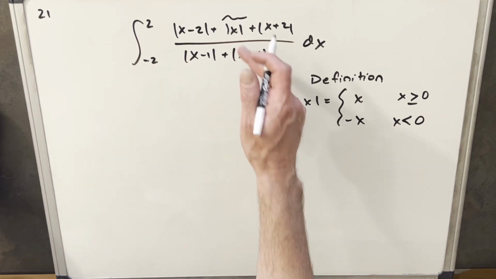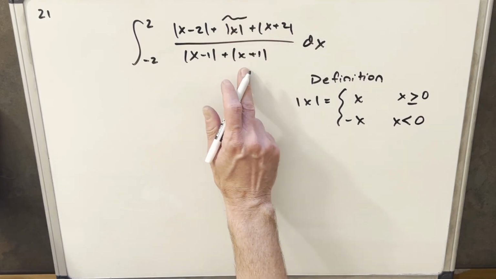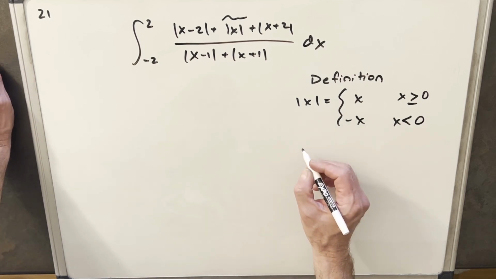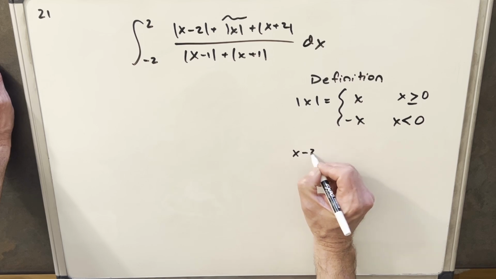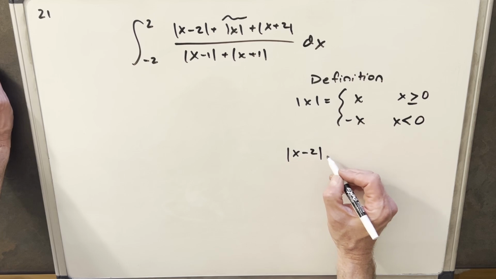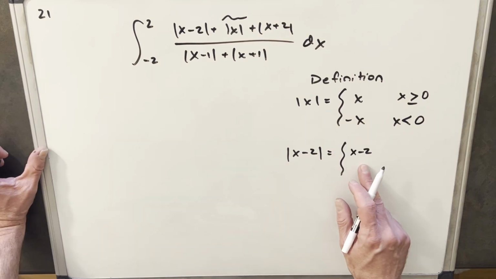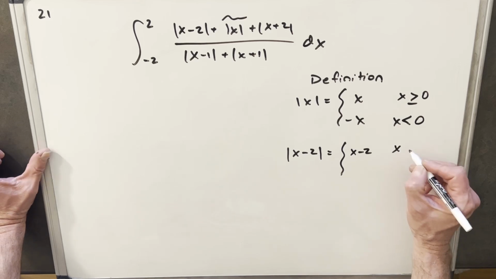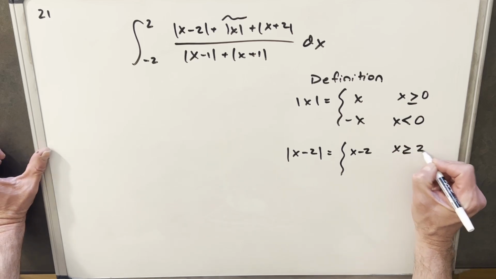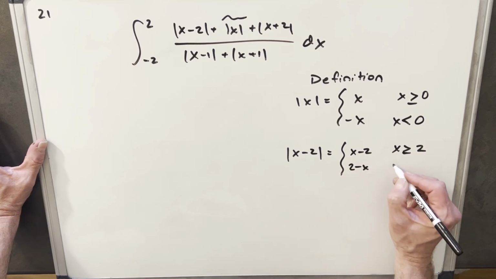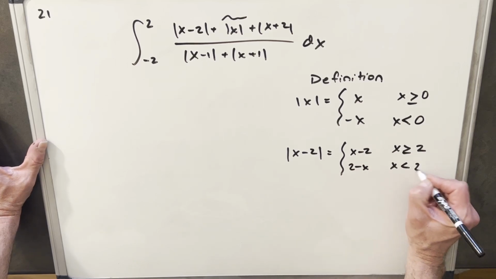With the definition we've evaluated this first piece, but we actually have 5 different terms. What I want to do is just do this with all 5 of those. First we're looking at the absolute value of x minus 2. This is going to be equal to x minus 2 as long as x minus 2 is greater than or equal to 0. Well, that happens when x is greater than or equal to 2. And then we have the negative of this, which is just 2 minus x, and that happens when x is less than 2.